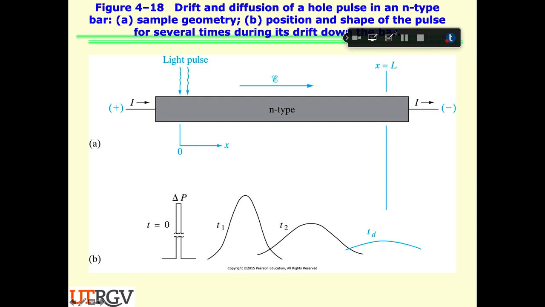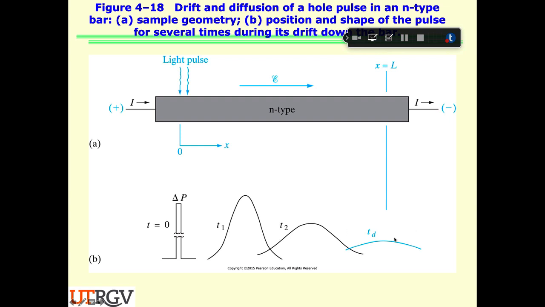The experiment is simple. A pulse of holes is created in an N-type bar. The light pulse falling here will create these holes in the system, and there is already a current flowing, so it is under an electric field. Now this pulse will start traveling from this side to the right because there is an overall electric field applied to this bar. The pulse itself is drifting in the field. If there was this high pulse here, it is now moving after time t1, t2, and it keeps on moving to the right hand side.